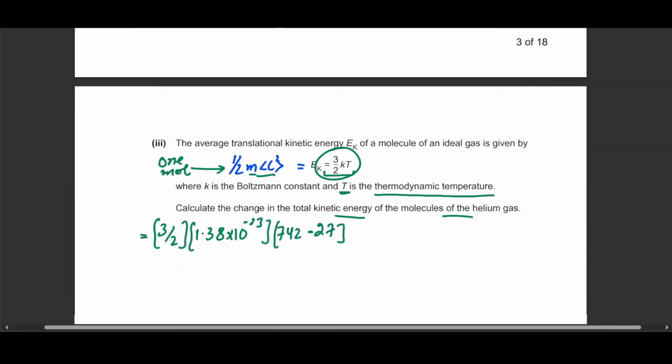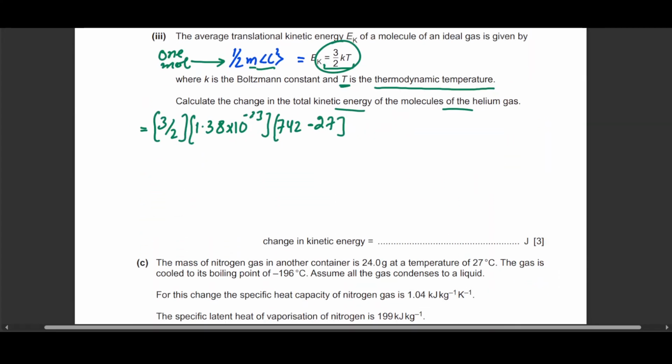That's why we are directly taking the degree centigrade as a change, right? Okay. Now this is for one molecule. This information is for one molecule. It's asking you about the whole energy of the molecules of the helium gas. So we're supposed to account for that, right? So I need to multiply this number with the number of atoms, or the number of molecules. Where do you think we're going to get that?